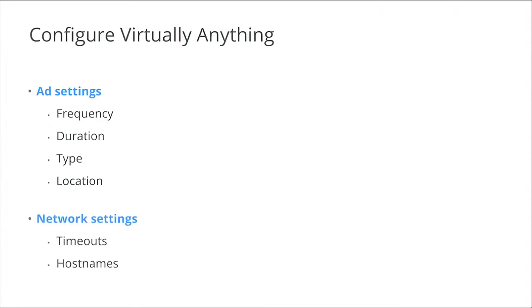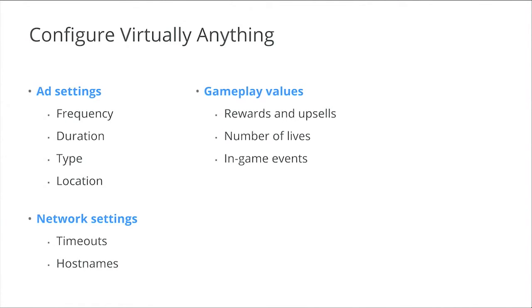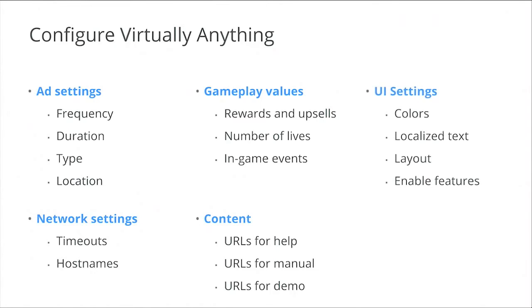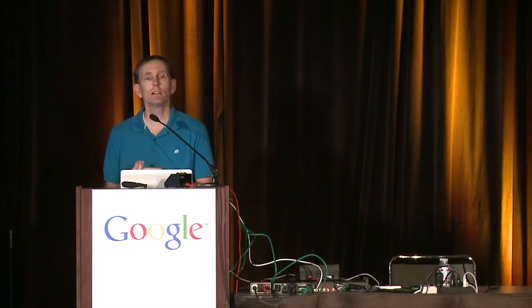Any network communication that you're doing, you might want to configure that, okay? What host names are you talking to? What are their timeouts? Gameplay values can actually be configured if you'd like. You can configure content of any URLs you might use for help or so on. Any UI settings, locations of particular UI elements, their colors. Even your localized text can be done via configuration. And any sort of announcements you want to make to users.